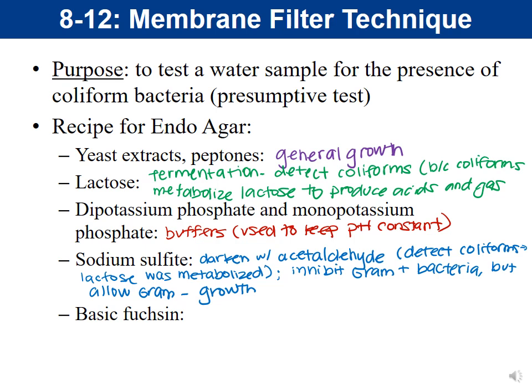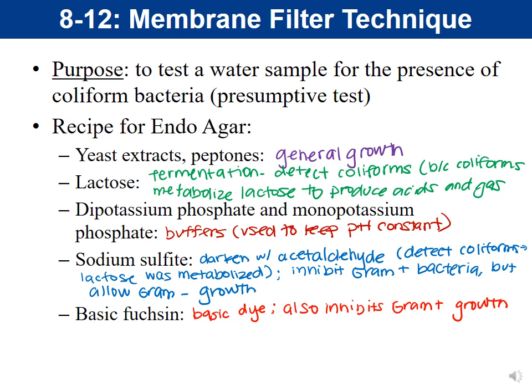The next ingredient is the basic fuchsin. And so the basic fuchsin is a basic dye, and it also inhibits gram-positive growth. So again, it's going to inhibit gram-positive but allow for gram-negative.